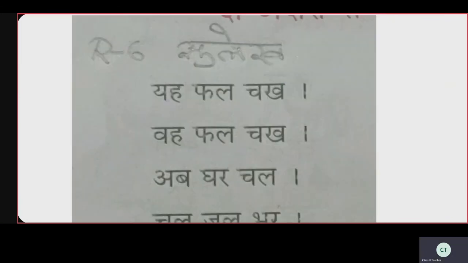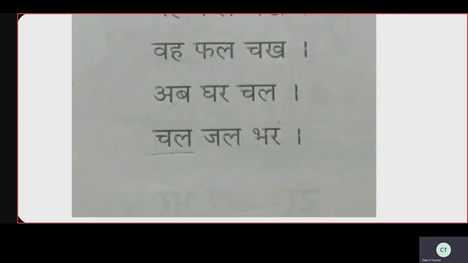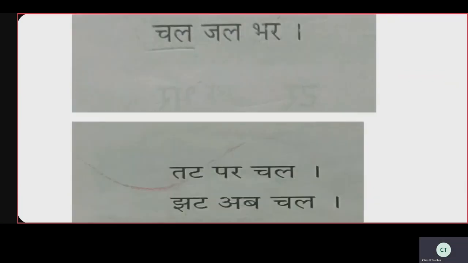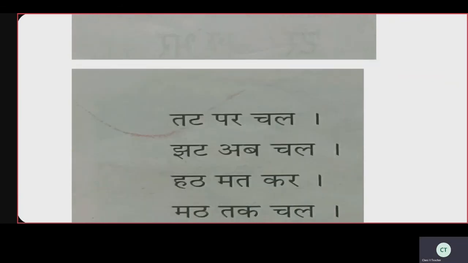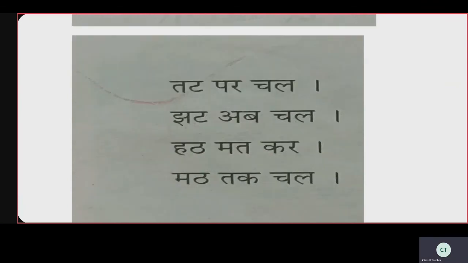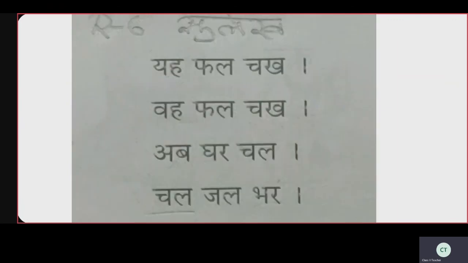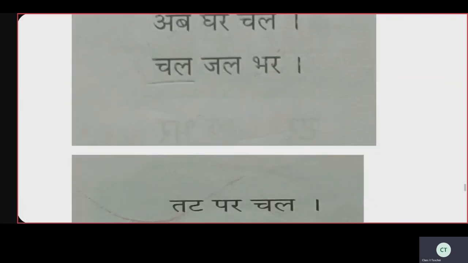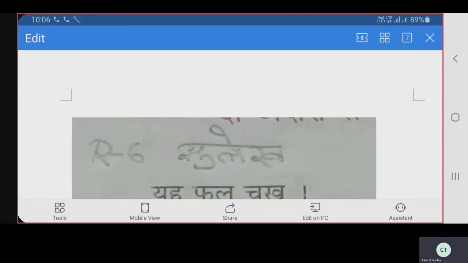Yah phal chak. Vah phal chak. Ab ghar chal. Chal jal bhar. Tat par chal. Jhat ab chal. Hat mat kar. Mat tak chal. So, you write this neatly in your CW, revision number 6.